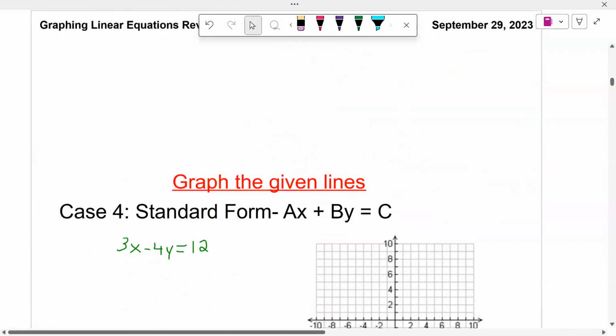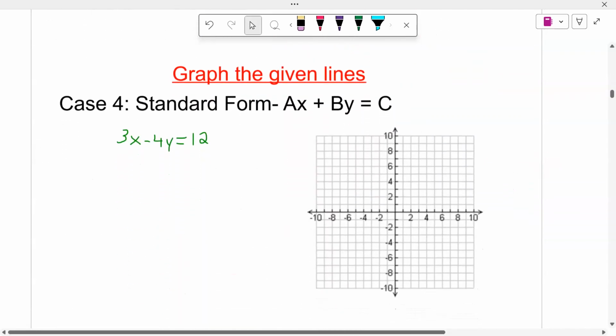All right, let's keep moving along because I've got a lot for you. Keep in mind y equals mx plus b. That's not the only form that is available to us.